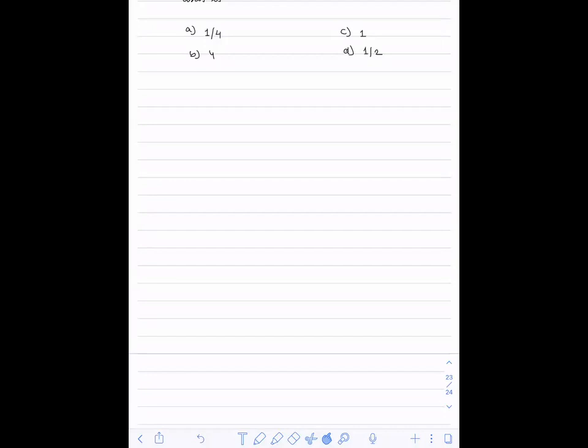Sir, for the questions uploaded in the Learnity, should we give the full explanation or only the options? Full explanations. I want full explanation. Nobody will send only the options. You have to solve it and then send. Is it okay?